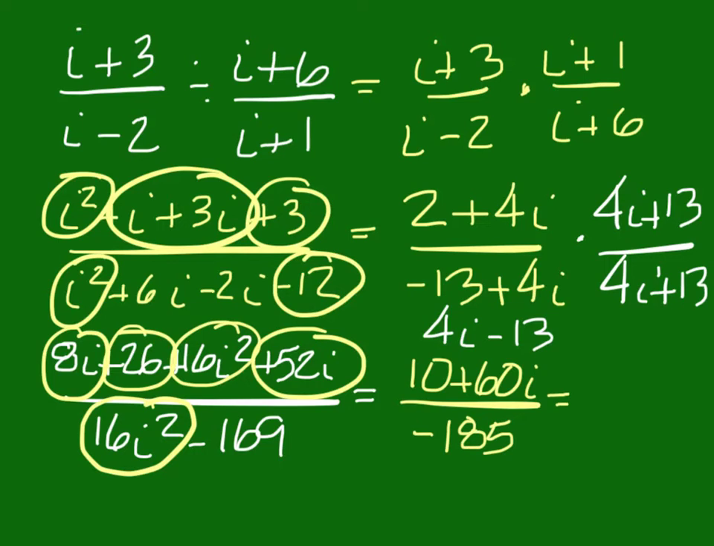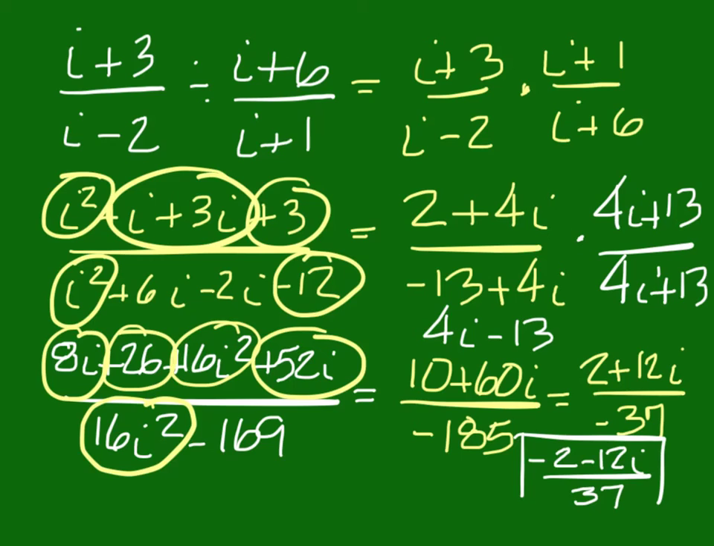Okay. What can I take out of everything? 10. Can I take a 10 out? No. A 5? If I take a 5 out, I get a 2 plus 12i over, let's see, that would be a negative 37. What do I still have to do? Yeah, we have to switch these signs. I don't want a negative in the denominator. So really small here at the bottom, I would have a negative 2 minus 12i over 37 for the final answer.